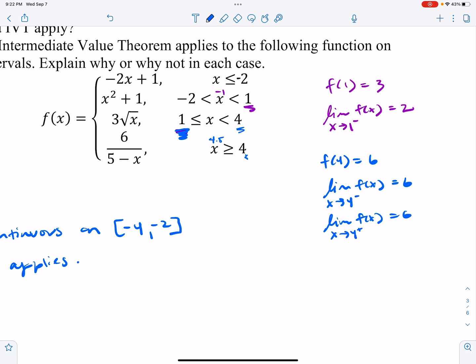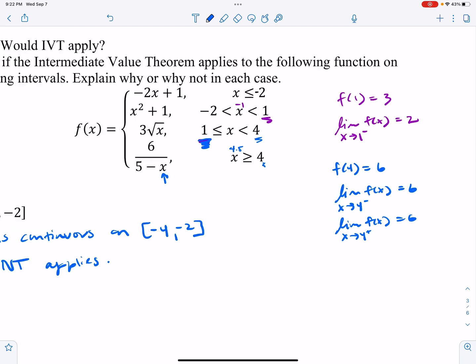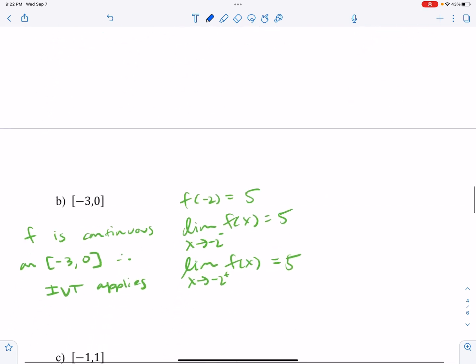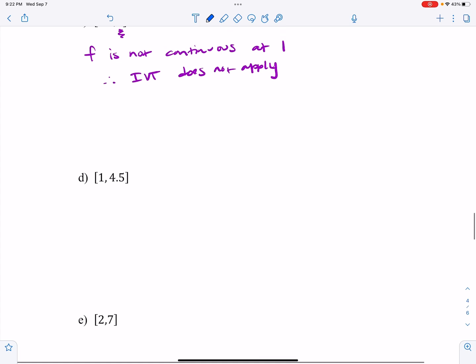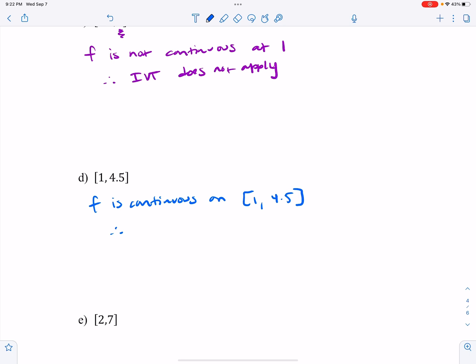And then we know in this last piece that 5 would make that discontinuous, right? There would be a vertical asymptote at x equals 5. But since the endpoint of that interval is 4.5, we're good. So f is continuous on the interval from 1 to 4.5. Therefore, IVT applies.